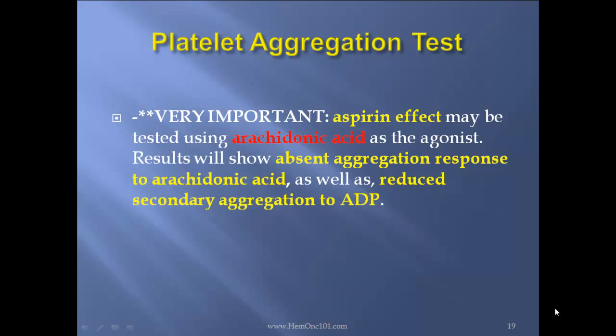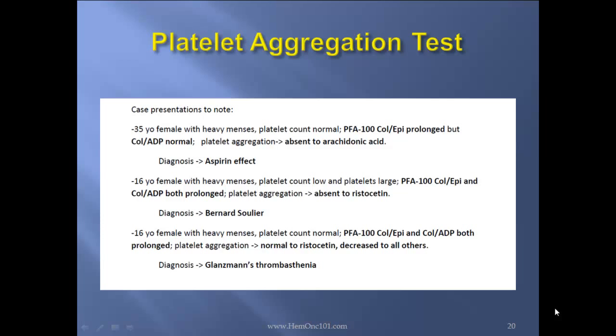Again, very important. Aspirin effect may be tested using arachidonic acid as the agonist. Results will show absent aggregation response to arachidonic acid, as well as reduced secondary aggregation to ADP. So, 3 very important examples. Number 1, a 35-year-old female with heavy menses, platelet count normal, PFA-100 collagen epi prolonged, but collagen ADP normal. Platelet aggregation, absent arachidonic acid. Diagnosis, aspirin effect.